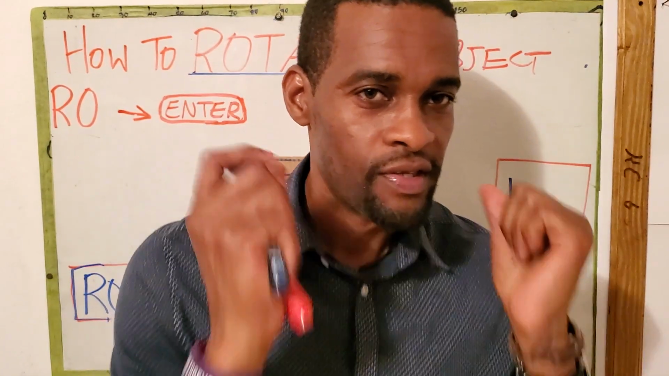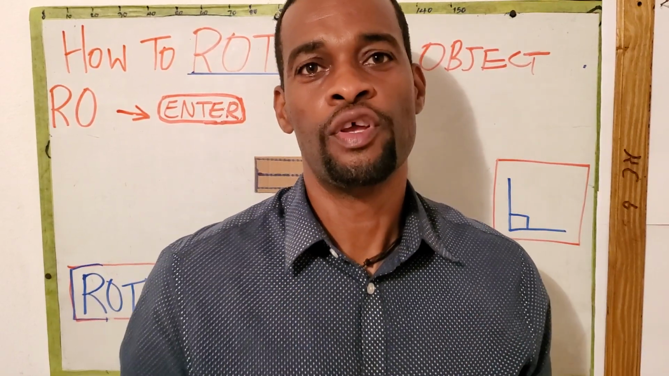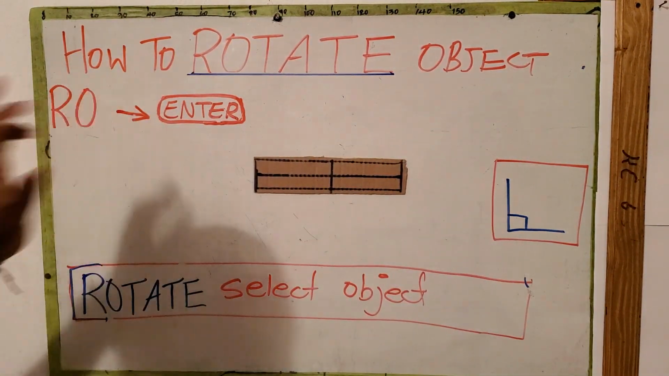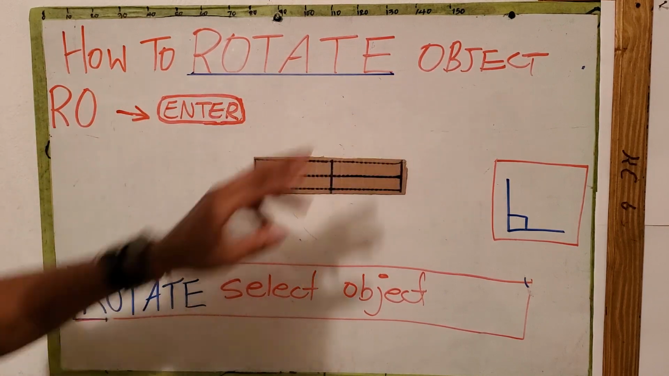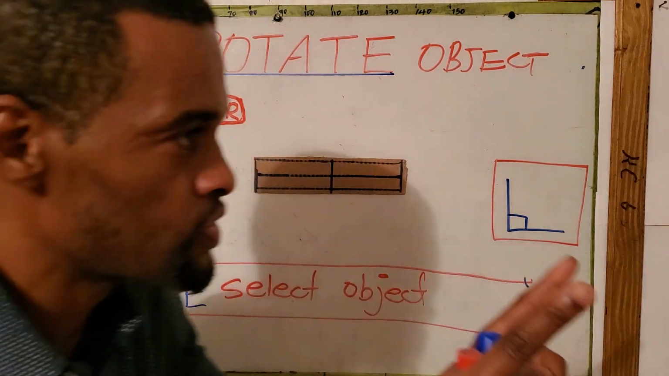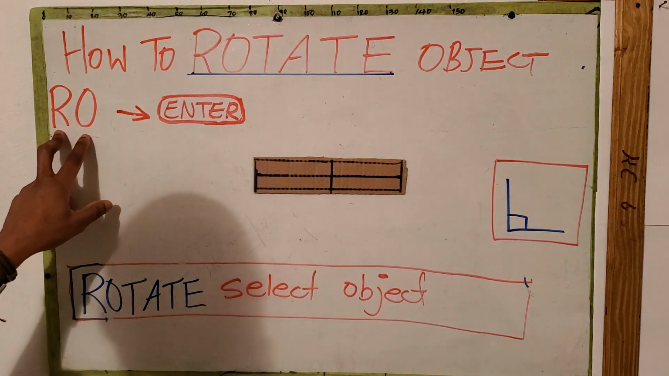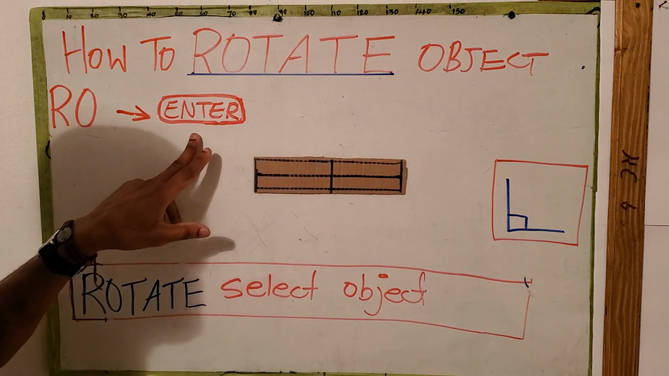Welcome back. In this video, I'll be showing you how to rotate an object. So the first thing to rotate an object is to type RO followed by the enter key.